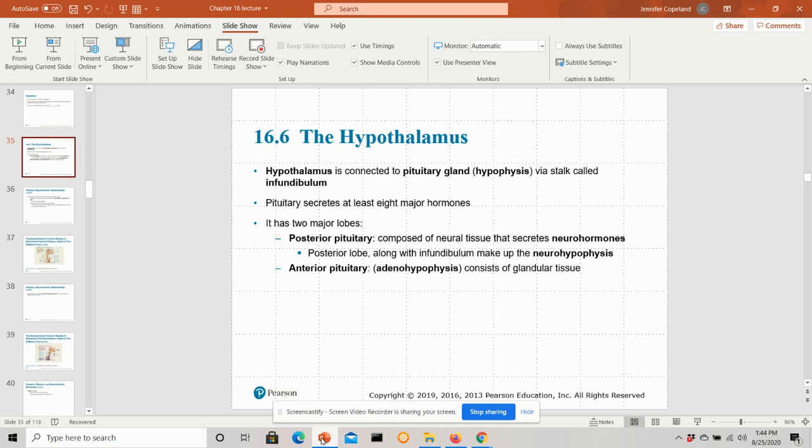I hope everybody is having an absolutely wonderful day. This right here is going to be on chapter 16, and this is going to be the second part. And specifically, we are going to be covering the hypothalamus, the posterior pituitary, and the anterior pituitary. So let us get started.